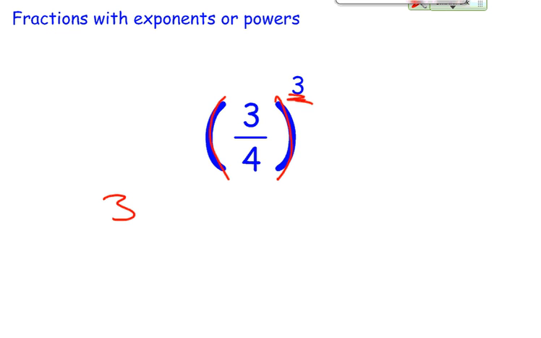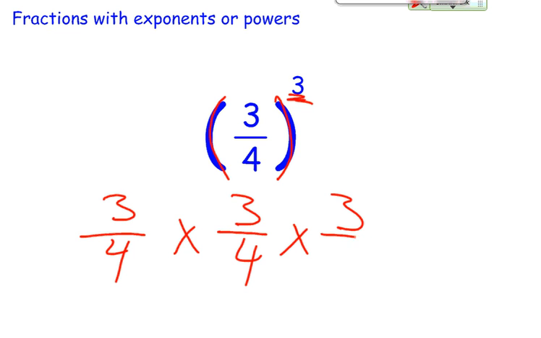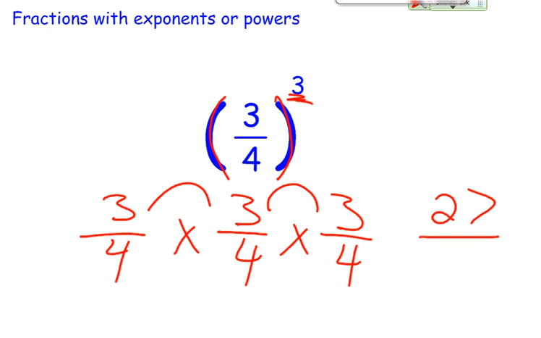So what does that mean? That really means that we have 3/4 times 3/4 times 3/4. And so we can solve for that. So 3 times 3 times 3 is going to give us an answer of 27, while 4 times 4 times 4, that's 16 times 4, gives us an answer of 64. And so we have 27/64.